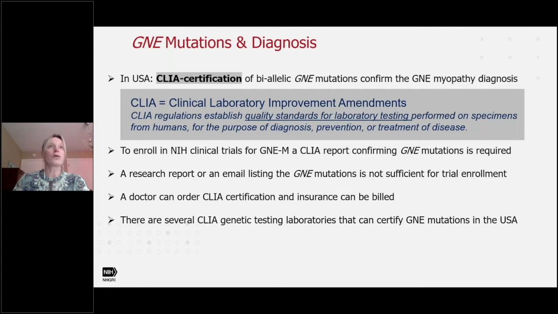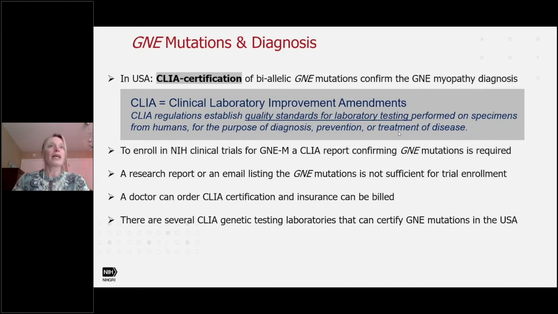So in the US, it's so-called CLIA certification of GNE mutations that confirm the diagnosis. CLIA is short for Clinical Laboratory Improvement Amendments, which is a regulation that sets standards for laboratory testing of human tissues for the purpose of diagnosis, prevention, and treatment of disease. So it ensures the validity of the mutations.